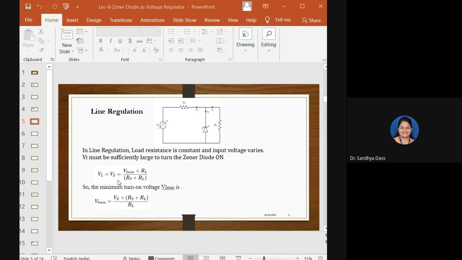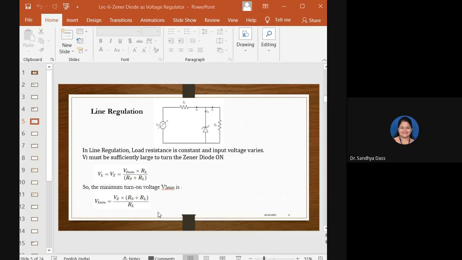Vz is equal to Vi minimum. Let us take the minimum condition there: Vi minimum into RL divided by RS plus RL. Please be with me. You have to copy down all these equations. Be with me as I go on explaining. Please note down the things. I hope all of you have your separate notebooks for basic electronics and you're maintaining proper points there. In every class, you are noting down important points.